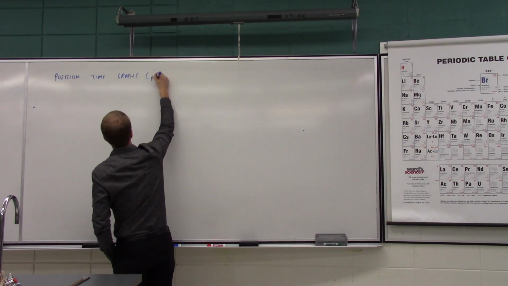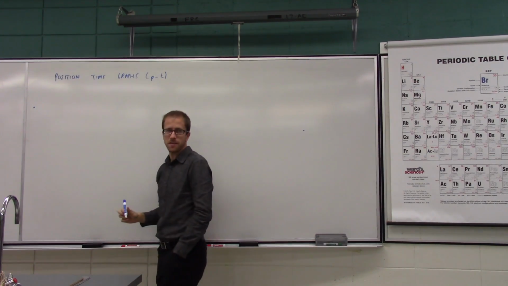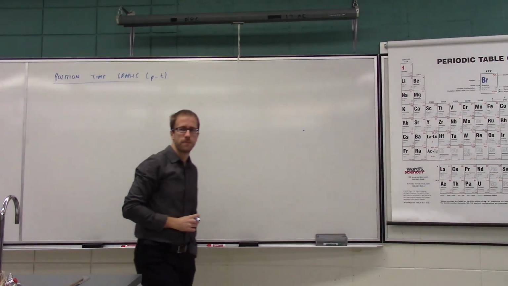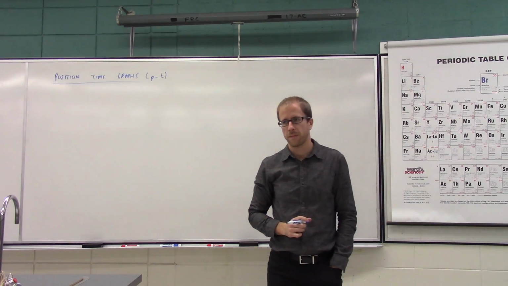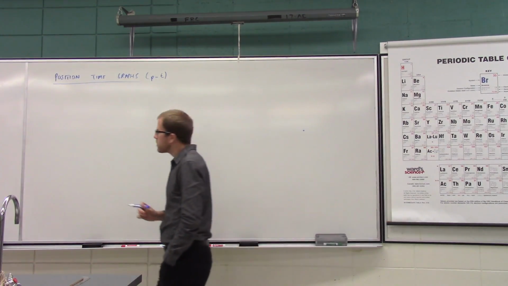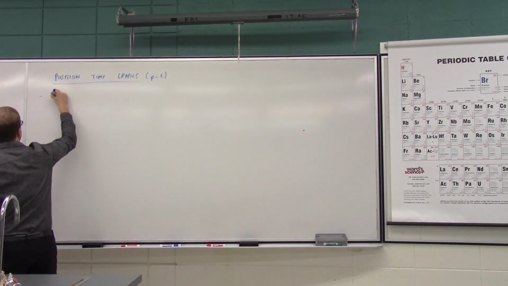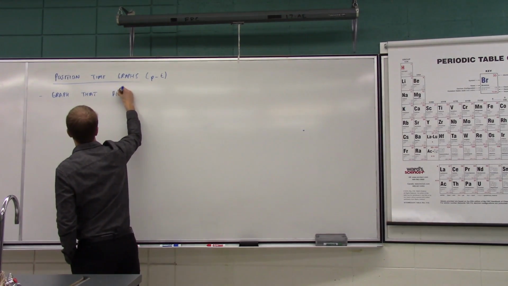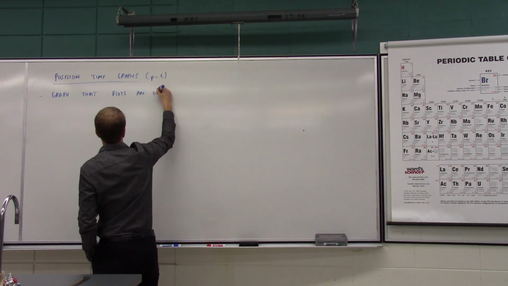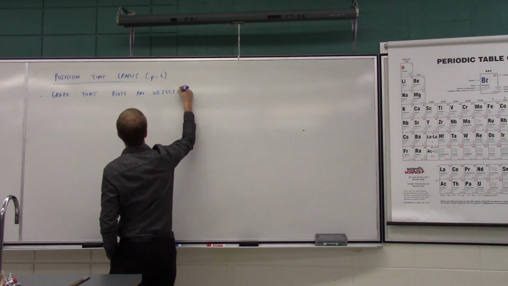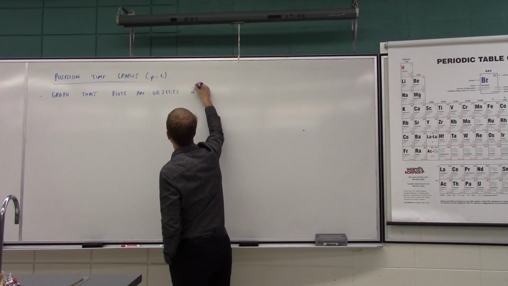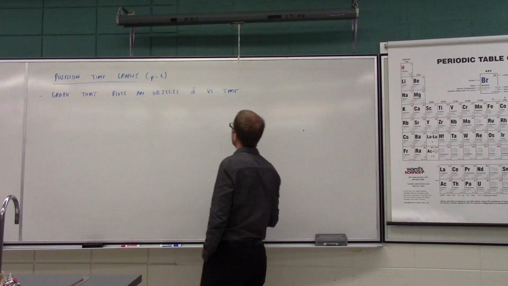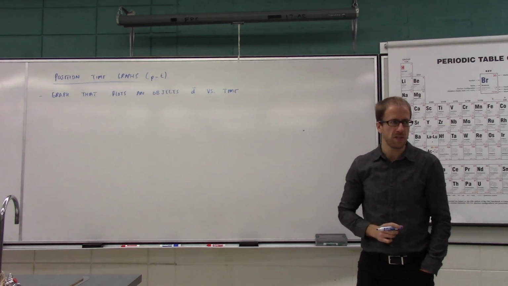And I will be calling these just PT graphs in your notes to save some space. So this is a graph that plots an object's position versus time. So it plots an object's position versus time.